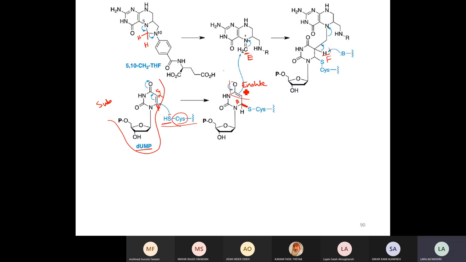Okay, now drawn like this, is this carbon nucleophilic? Try drawing the other resonance form of this enolate. You will see that by moving the electrons I can have a full negative charge on the carbon. It's actually a carbanion, which would make this carbon highly nucleophilic. And now it is ready to attack the electrophilic carbon in THF. Okay? Alright, up to this point?